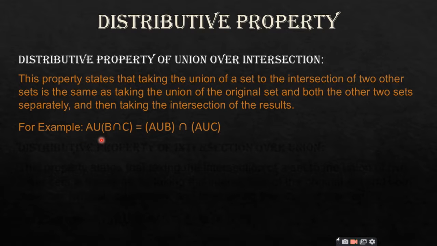On the left hand side we have taken the union of A with the answer of B intersection C, and on the right hand side we distribute A union with B and C and then find their intersection.